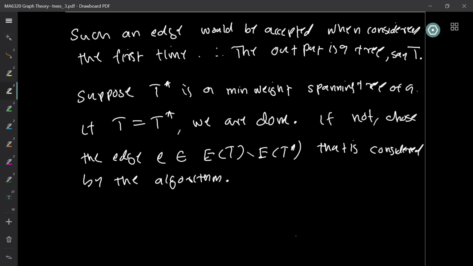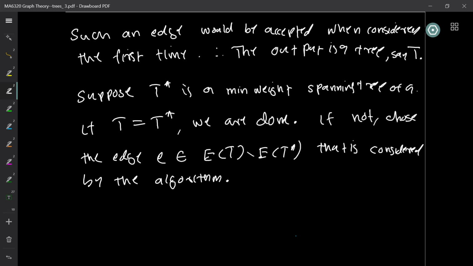Now, suppose T star is a minimum weight spanning tree of the graph. Okay? Now if T, which is the output of my algorithm, is equal to T star, then we are done, right? I also get a minimum spanning tree, right?